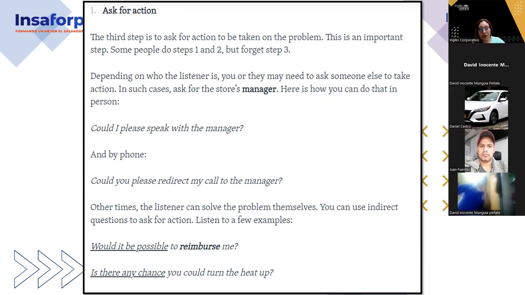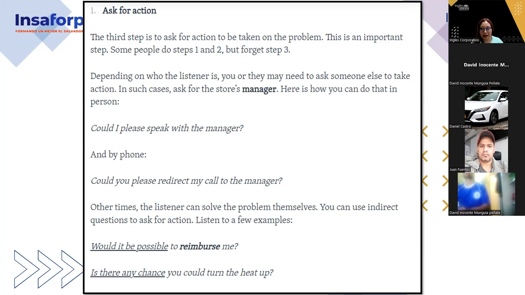And then the third step, y luego el tercer paso, nos dice que es llamar o pedir que se haga algo. Ask for action, pedir que hagan algo al respecto, right? No se trata solo de expresar cuál es el problema y cómo me siento, hay que pedir que hagan algo al respecto para solucionarlo, right? Y nos dice, the third step is to ask for action to be taken on the problem.